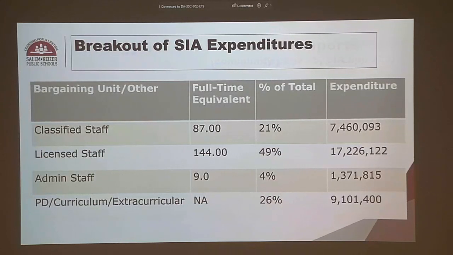So again, just as a snapshot, we presented this at the start, but it's really hard to keep track of all of these positions that we're talking about. So this just gives you a breakdown of the percents of each total. Remember, 21% of our overall staffing was devoted to classified, 49% devoted to licensed staff, a little bit under 4%, about 3.8%, for our admin staff, and then 26% goes into our professional development, the curriculum we mentioned, the extracurricular activities and things like that.